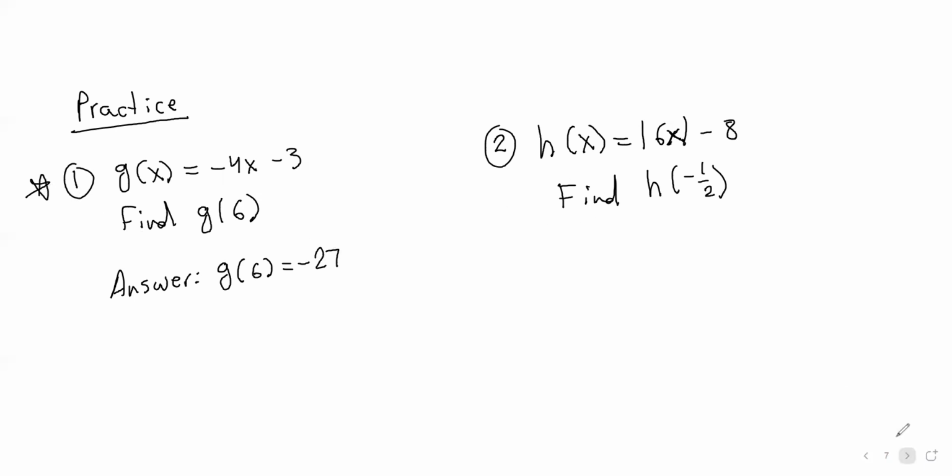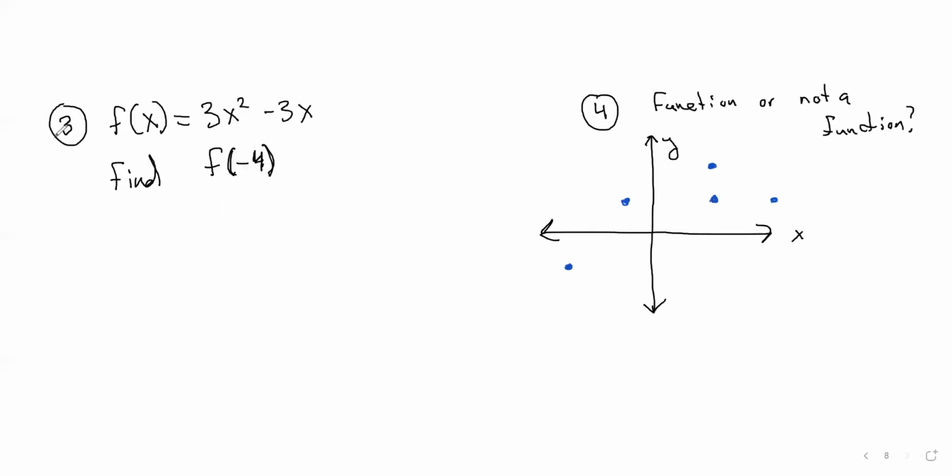I have chosen a few other problems, which I'd also like you to try, but I will also provide the solution if you get stuck or want to check. Number 2, we have the formula h of x equals the absolute value of 6x minus 8. We need to find h of minus 1/2. Problem number 3, we have the formula f of x equals 3x squared minus 3x. We want to find f of minus 4.